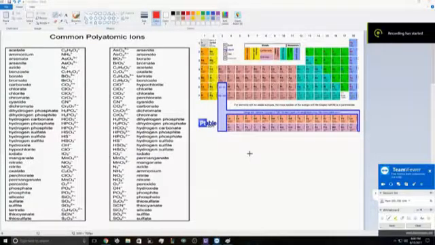Hey guys, today we'll be learning about naming acids. To start, we're going to learn the basics, which is naming acids with simple anions. There are 3 steps and rules that we need to go over before we start.